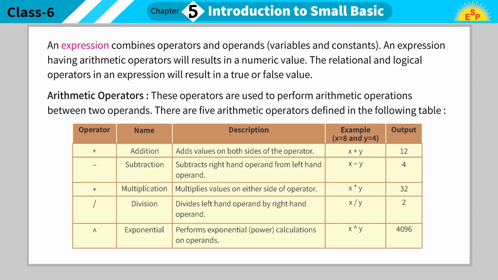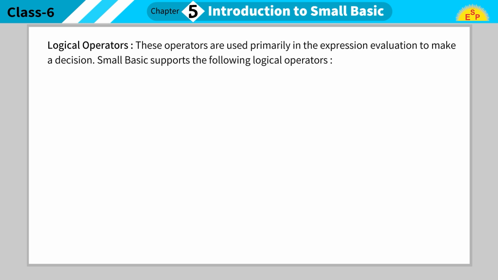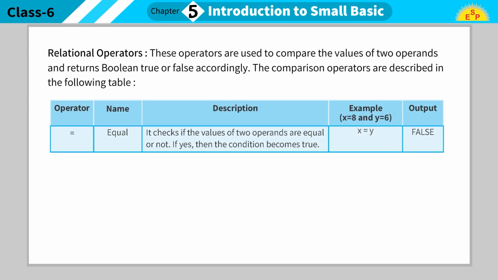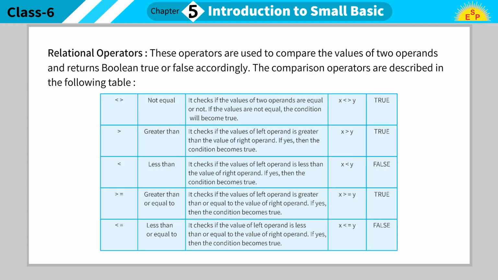Arithmetic operators. These operators are used to perform arithmetic operations between two operands. There are 5 arithmetic operators defined in the following table. Logical operators. These operators are used primarily in the expression evaluation to make a decision. Small Basic supports the following logical operators. Relational operators. These operators are used to compare the values of two operands and return Boolean true or false accordingly. The comparison operators are described in the following table.